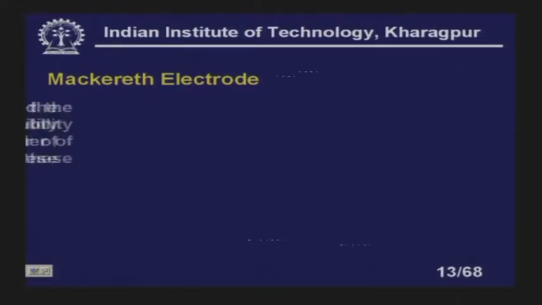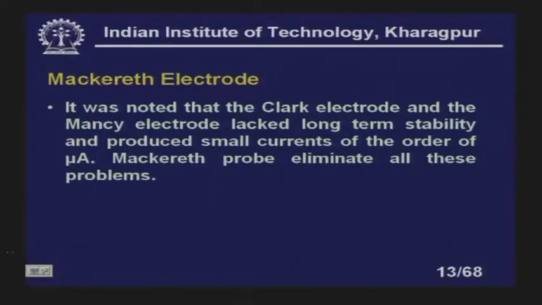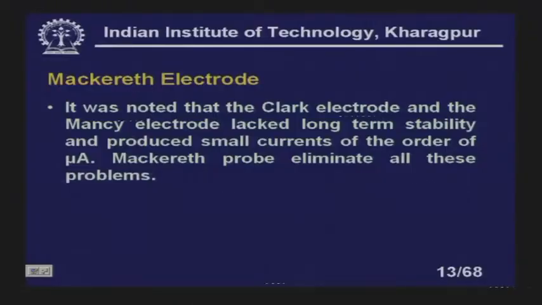McCareth electrode, it looks like this. It was noted that the Clark electrode and the Mans electrode lacked long term stability, as I told you, because there are depositions and all those things. In the case of the Clark electrode we have to clean it, whereas here there is a deposition in the case of the Mans electrode. So, this type of thing will not be there in the case of the McCareth electrode.